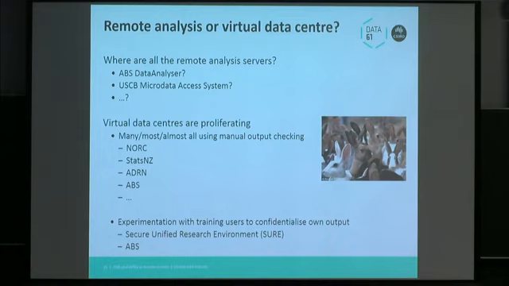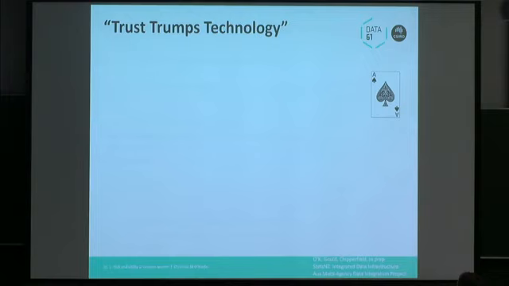And that experimentation with training users to confidentialise their own output is perhaps a nice way to start to get around the scalability of the output checking. ABS actually are adopting this approach now as well for more general outputs than public health. So I think there's a clear direction there for us to do some work looking at.